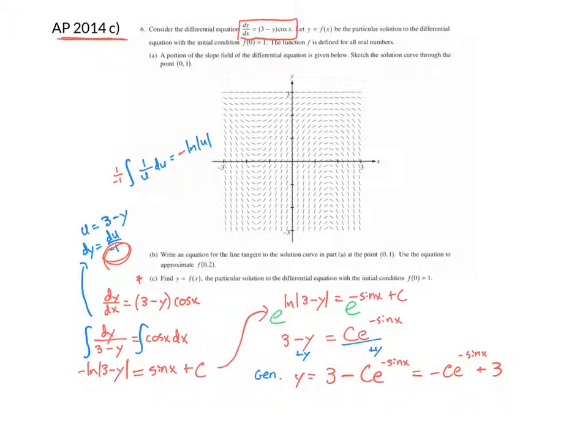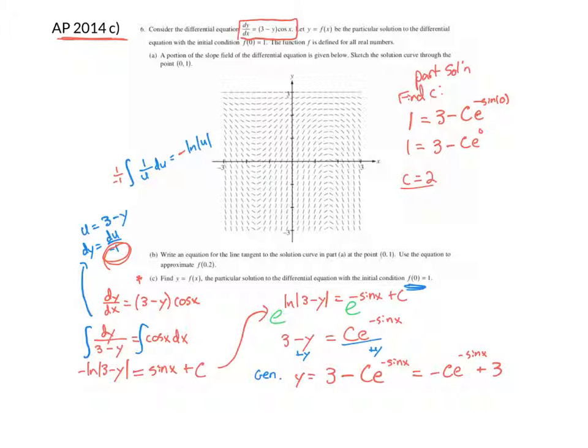In order to find the particular solution, we want to plug in the point that we're given, 0, 1. So to find the particular solution, we want to find c first. Let's plug in 0, 1. I'm going to plug in 1 for the y, and then 3 minus ce to the negative sine of 0. On the unit circle, sine of 0 is 0. So this would be 1 equals 3 minus ce to the 0. So this means that c is equal to 2.